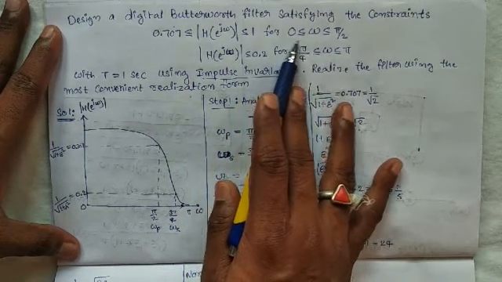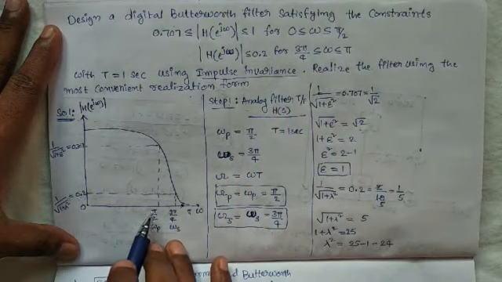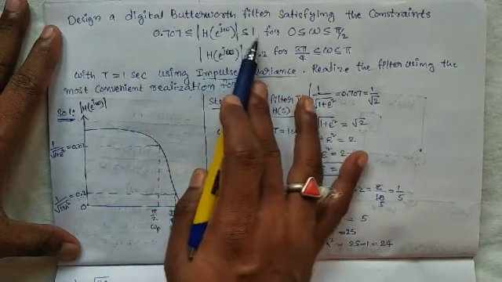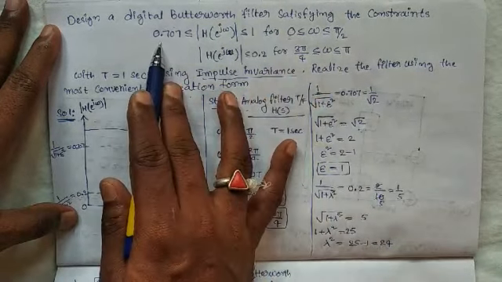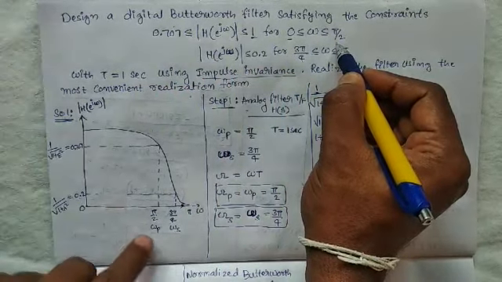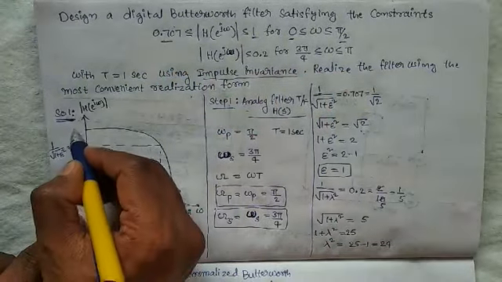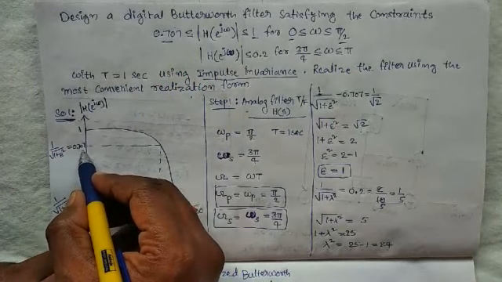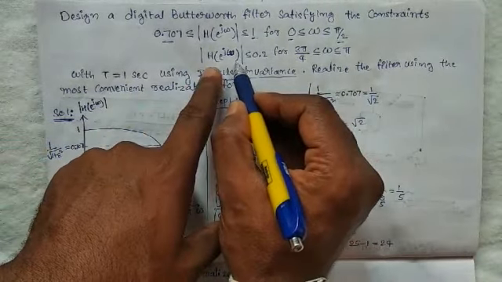Here this 0 to π/2 indicates what? The pass band frequency. For this frequency range, the magnitude of H(jω) is between 0.707 and 1. At 0 frequency the magnitude is 1, and at π/2 the magnitude is 0.707.